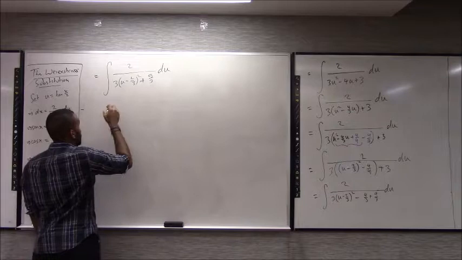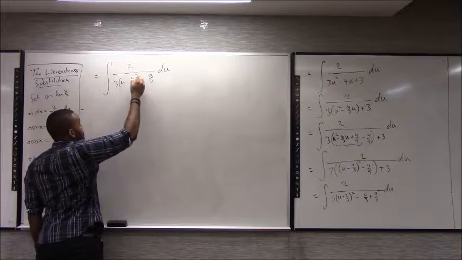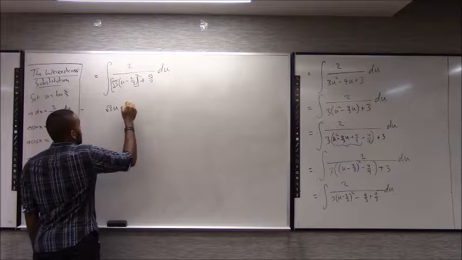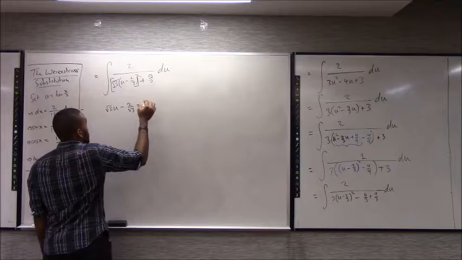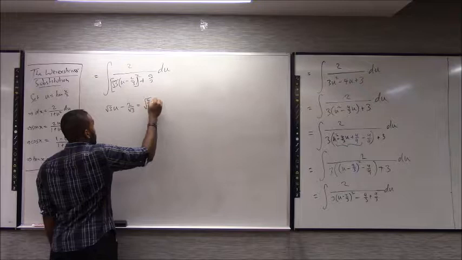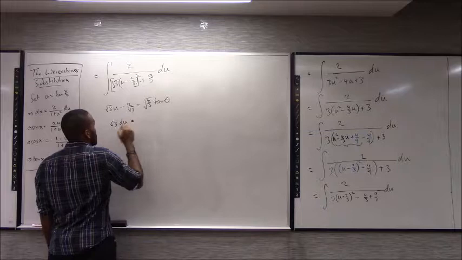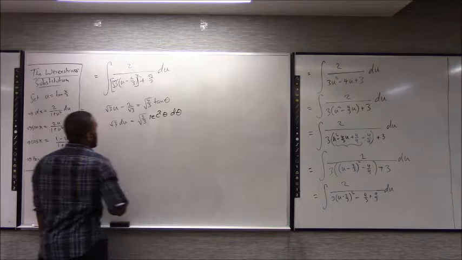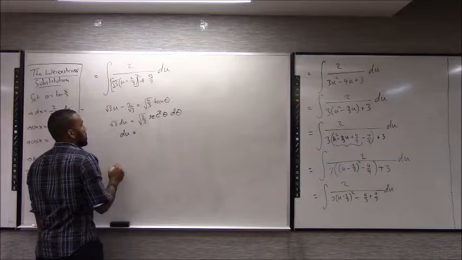I would think of this as the radical of 3 all squared. And so I can think of radical 3 u minus 2 over radical 3, set that equal to, what would be the trig sub here? Radical 5 over 3 tangent theta, your radical 3 du would be equal to radical 5 over 3 secant squared theta d theta. And so your du would be radical 5 over 9 secant squared theta d theta.